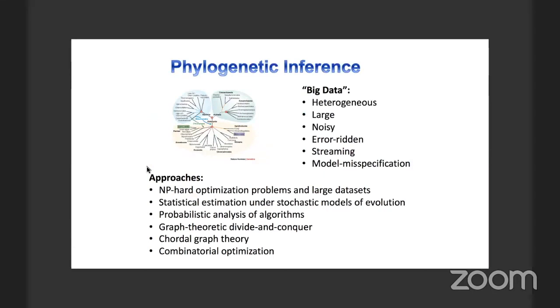It has everything in it. It is NP-hard. There are a lot of statistical estimation problems. So you have to do modeling of evolution. You do analysis of the algorithms under probabilistic models, and it's very complex. And I will give some ideas about some of the work in this area that is characterized by big data, heterogeneous, large, model misspecification, and everything becomes challenging. And that's why it becomes interesting for us.